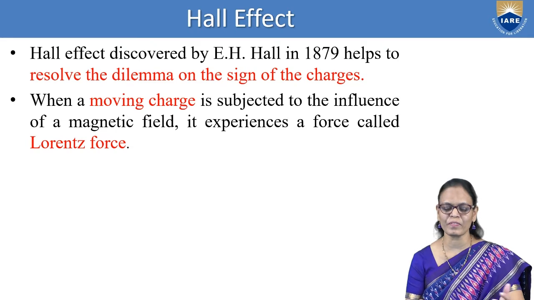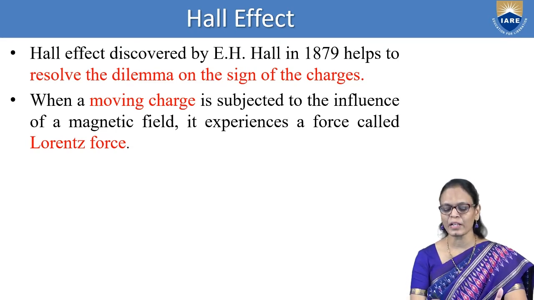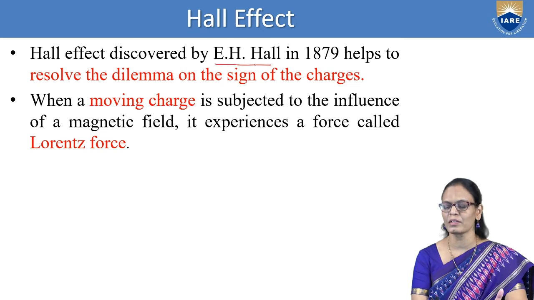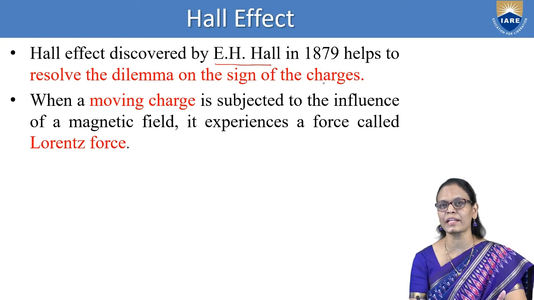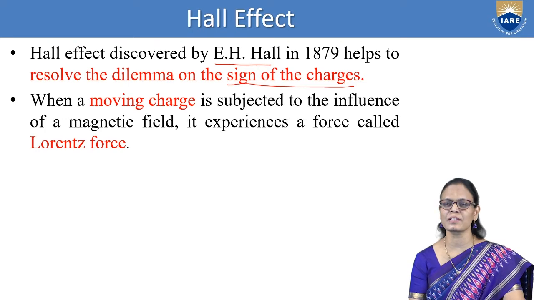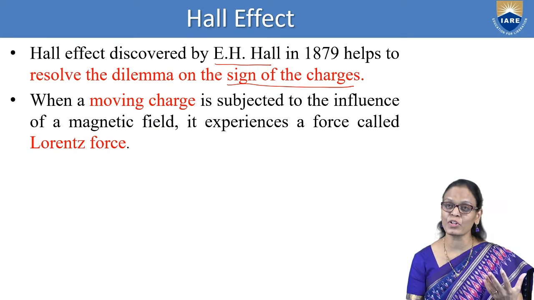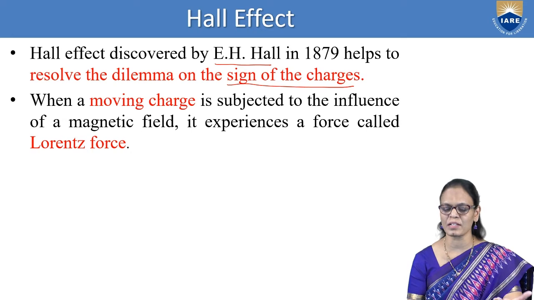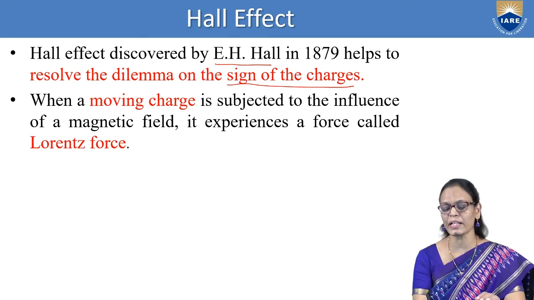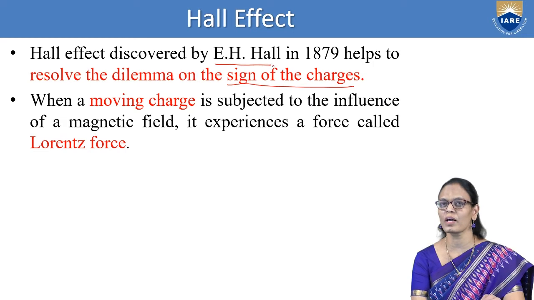Now this Hall effect, we will just see the history, how it happened. It was discovered by E.H. Hall in 1879, which helps to resolve the dilemma of the sign of the charges. Sign means what is the sign the charges carry. Now we know that electrons carry negative charge and positive ions carry positive charge. But if you are given a semiconductor, to know what is the sign of the charges, this effect was discovered and it is named after the scientist as Hall effect.